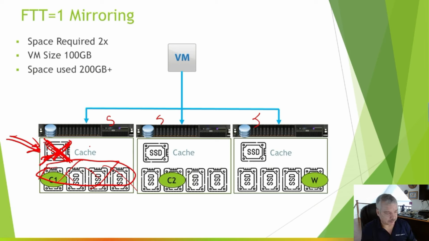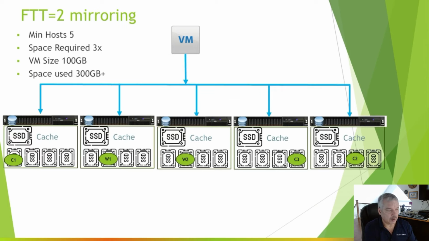All right, so that's a failure to tolerate of 1 mirroring. Failure to tolerate of 2. Minimum number of hosts is 5. Okay, the space required is 3 times. I want to be able to withstand 2 failures. So let's say my disk is 100 gig in size. Therefore, I want to be able to withstand 2 failures. That means 1, 2, 3, 3 100 gig disks I need. So that's why we would need 300 plus of storage space.